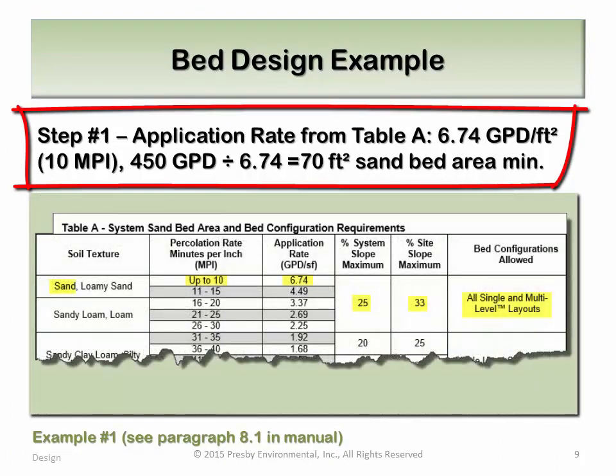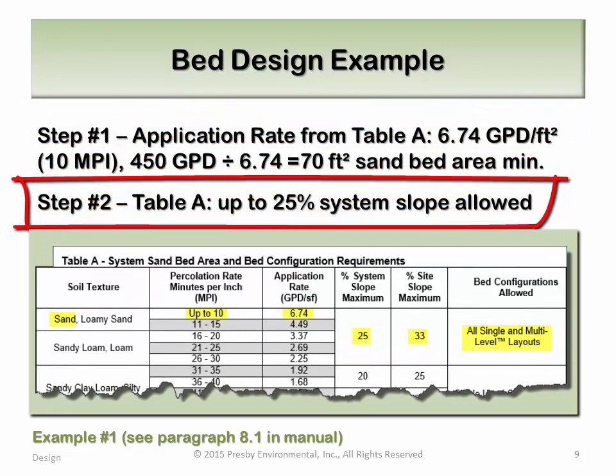In Step 1, we find that the Presby soil loading rate for 10 MPI soils in Table A is 6.74 gallons per day per square foot. To find the minimum system sand bed area, we divide the 450 gallons per day daily flow by our application rate of 6.74 gallons per day per square foot to find we need at least 70 square feet of system sand bed area to adequately disperse any liquid leaving the system.